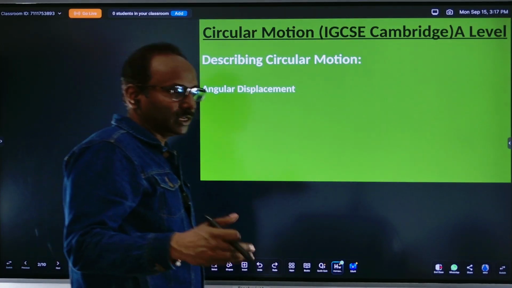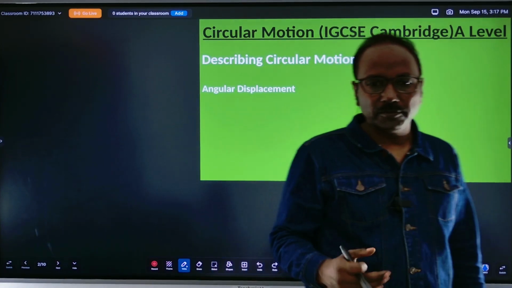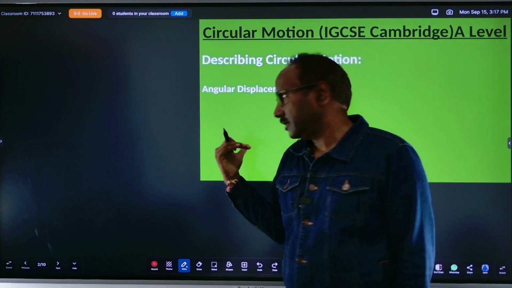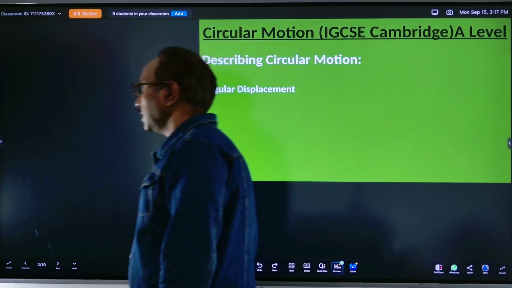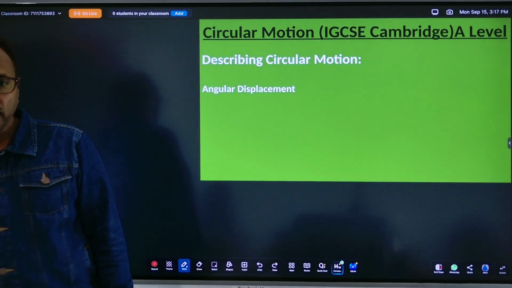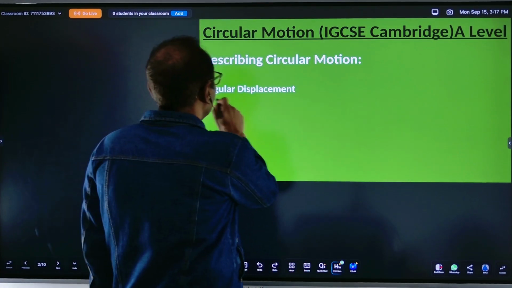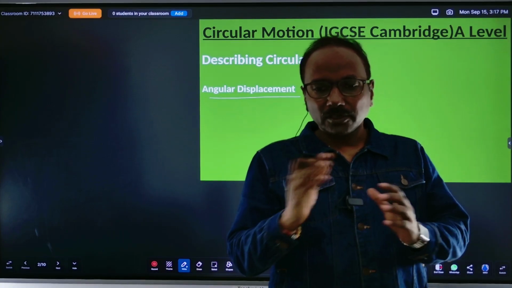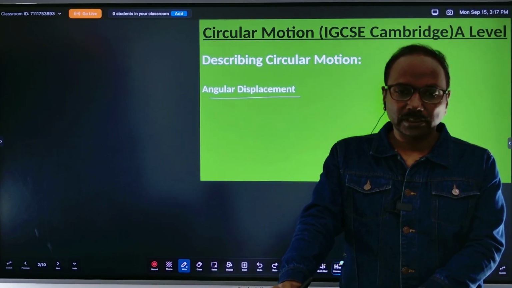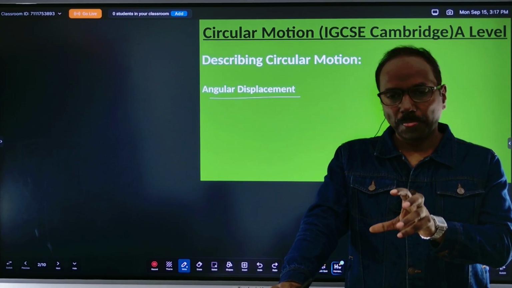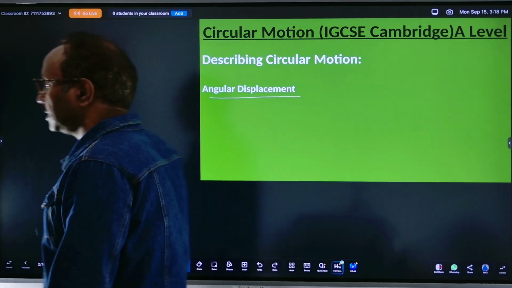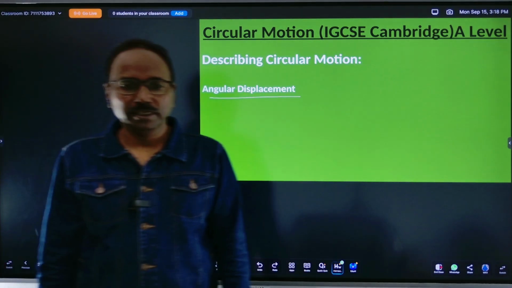Now since we are studying about circular motion, we should be very clear about this term, angular displacement. What is angular displacement? As the name suggests, when the displacement of a particle with time is expressed in angle, that is your angular displacement.